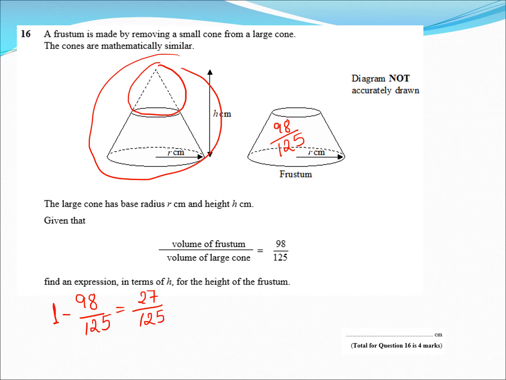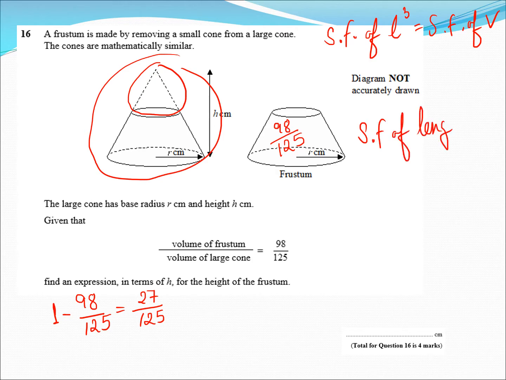Right, now what we are trying to do is, that is the scale factor for volume. So we are trying to find out the scale factor of the height. Now height is a kind of a length. So we know that scale factor of length cubed is the scale factor of volume. So if I cube root this, I will get the scale factor of length. So the scale factor of length here is cube root of 27 over 125, which will give you 3 over 5.